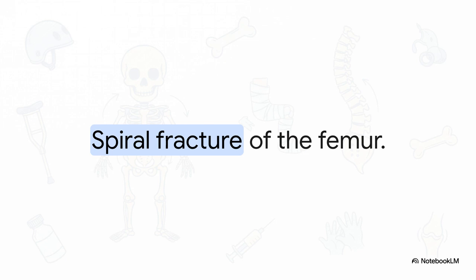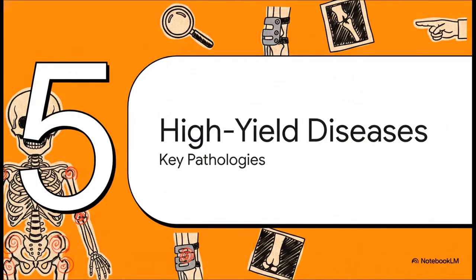Greenstick fractures, on the other hand, well, those are incomplete breaks that are just super common in normal childhood accidents because kids' bones are so flexible. But spiral fractures, those mandate a much deeper investigation. Section 5. High-yield pediatric diseases. Time for our final role, the diagnostician.